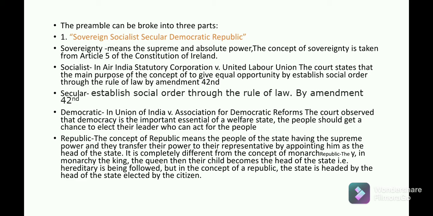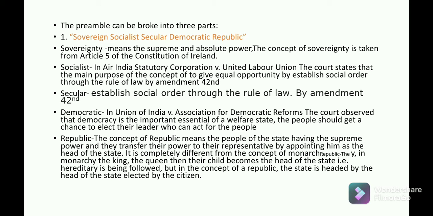Now, democratic, what we call a representative, equal contribution in the election part. In the case of Union of India versus Association for Democratic Reforms, the court held that democracy is an important essential of a welfare state. So, what is the main purpose? The people should get a chance to elect the leaders who can act for the people.